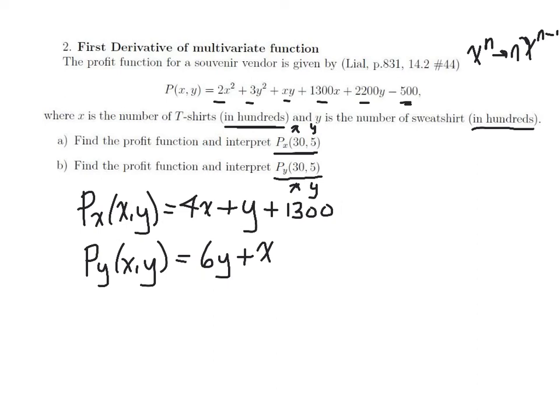Plus 1300x, there's no y in that term, so it's a constant, derivative is 0. Plus 2200y, we have a y there, and the derivative of that with respect to y is 2200, and again minus 500 is a constant, so the derivative is 0. So that is finding the two partial derivatives. And now it says evaluate them when x is 30 and y is 5. So I'm going to take that over to another page where we have lots of room to do that.